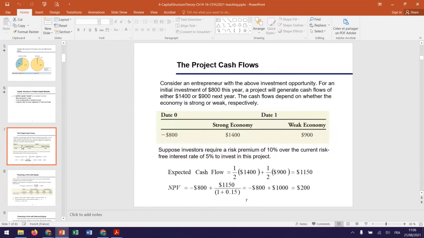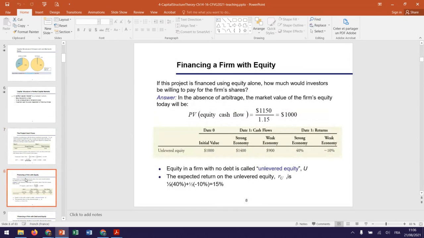At the moment, if the project is financed using equity alone, how much would investors be willing to pay for the firm's shares? In the absence of arbitrage, the market value of firm equity today would be the present value of equity cash flow, which is the expected cash flow divided by 1 plus R, which is equal to 1,000, right? Now, if the project is financed using equity alone, we have something called unlevered equity. It means the firm has only equity. Your initial value is 1,000.